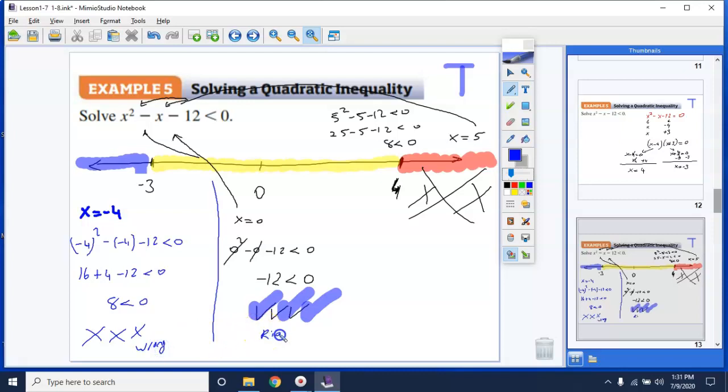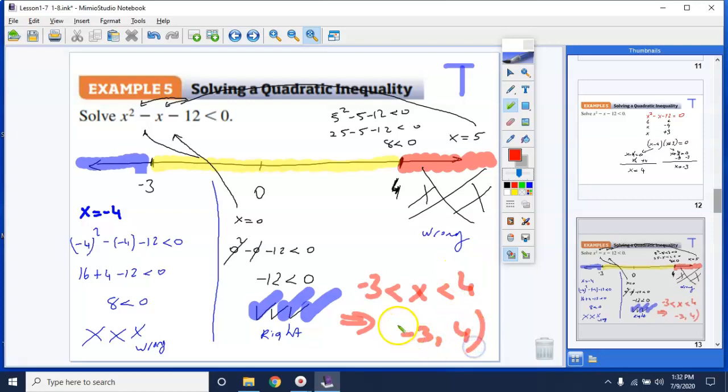Wrong. This part was right. This part was wrong as well. So the only interval that is working is this yellow area. So my answer should be, let me pick this one, x should be between which numbers? Negative 3 and 4. If you want, you can write it like this. That's my solution. But those sides didn't work out for me.